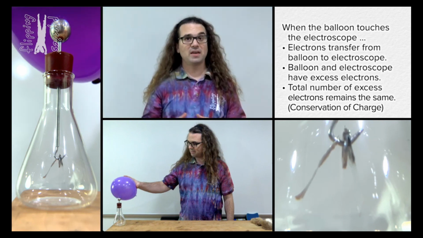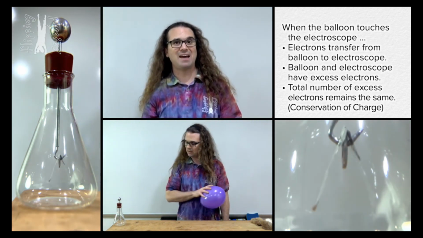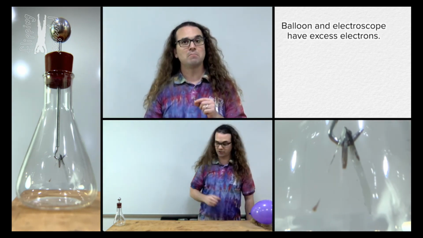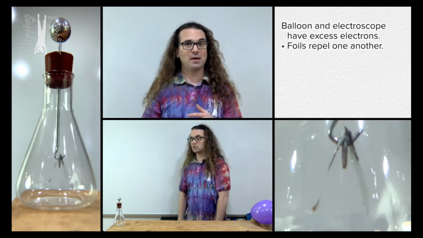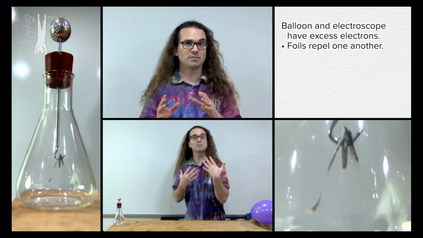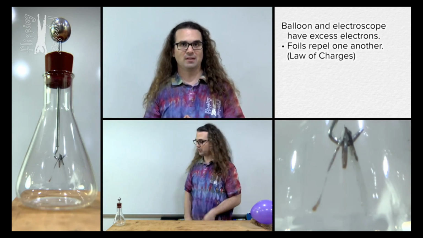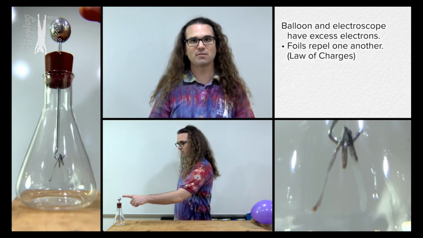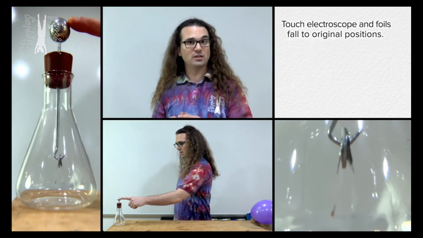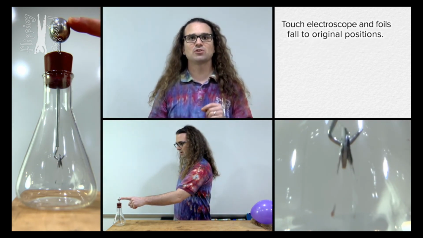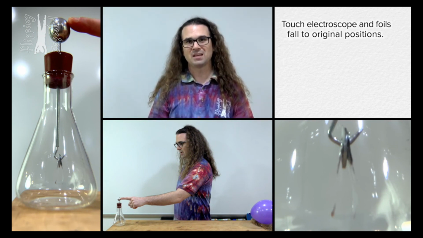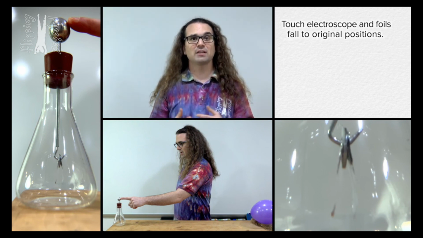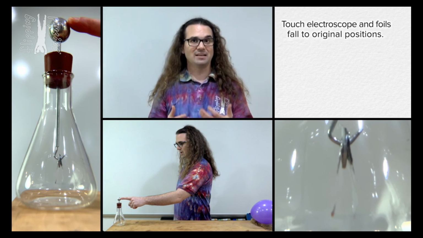Yep. At this point then, both the balloon and the electroscope have an excess number of electrons causing a net negative charge, which is why the metal foils of the electroscope remain repelled from one another, again, because of the law of charges. Like charges repel. Again, at this point, the electroscope and the balloon both have an excess number of electrons. And then I touch the electroscope, and that causes the foils to no longer be repelled from one another. This is because, compared to the charge on the electroscope, I have a very, very large number of charges, and I act as a ground.